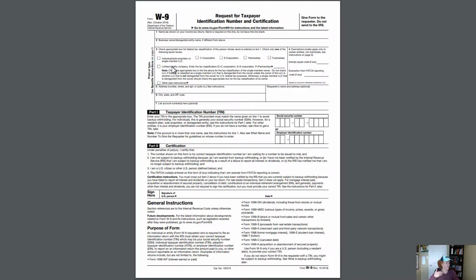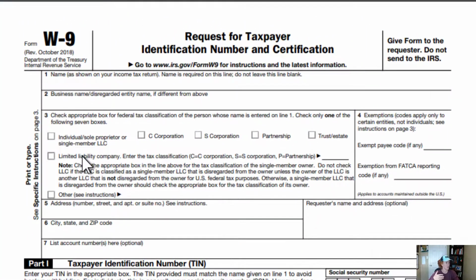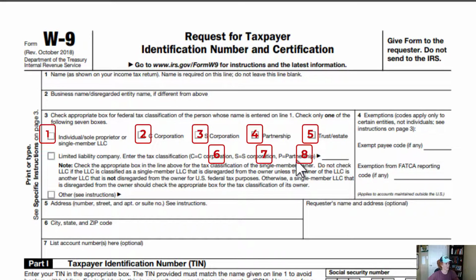So here we have the form W-9, and we're going to discuss these with these numbers. This is box 1, 2, 3, 4, 5, and then where it says C equals, we're going to call this 6, 7, and 8, because an LLC can enter these tax classifications by writing the letters C, S, or P here. So you're going to eventually get 1, 2, 3, 4, 5, 6, 7, 8.